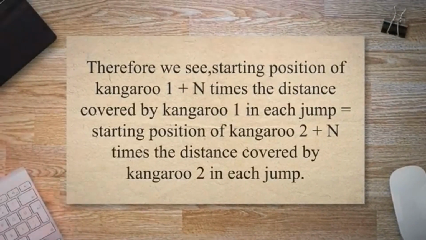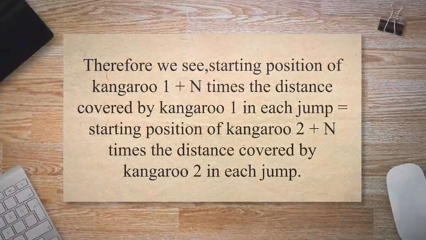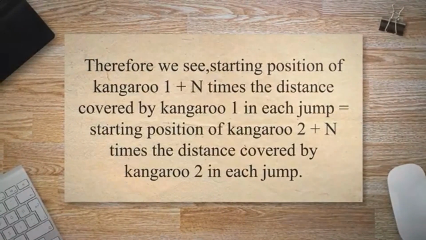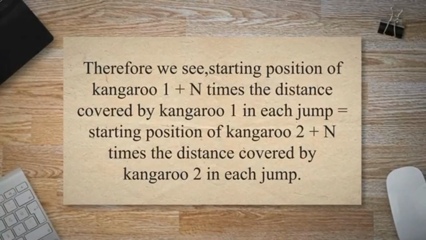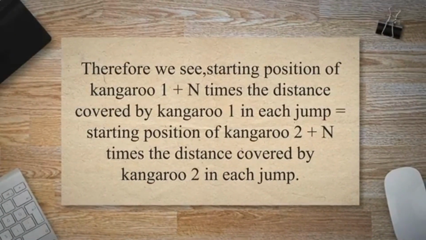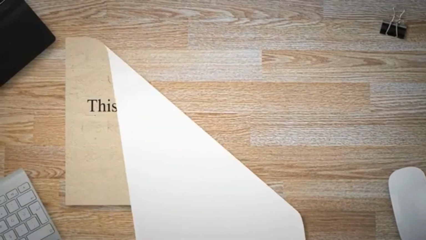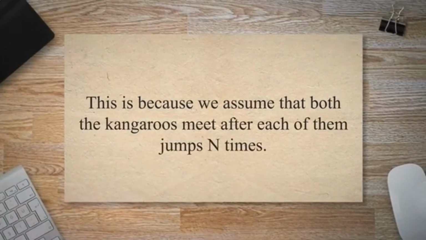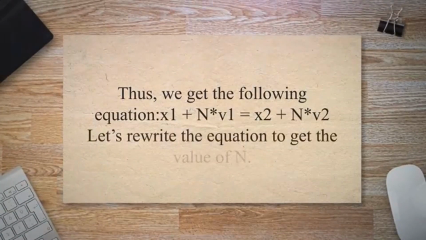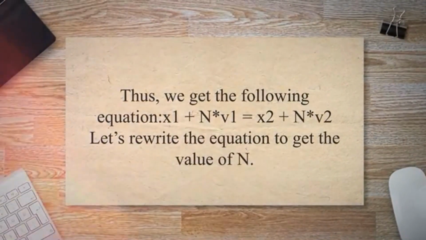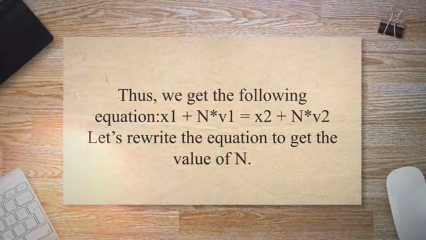Therefore we see, starting position of kangaroo 1 plus n times the distance covered by kangaroo 1 in each jump equals starting position of kangaroo 2 plus n times the distance covered by kangaroo 2 in each jump. This is because we assume that both the kangaroos meet after each of them jumps n times. Thus, we get the following equation: x1 plus n v1 equals x2 plus n v2. Let's rewrite the equation to get the value of n.